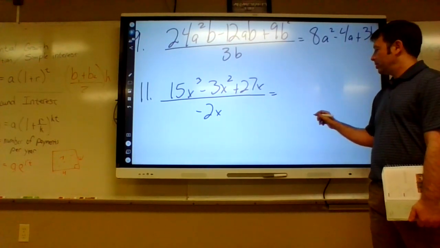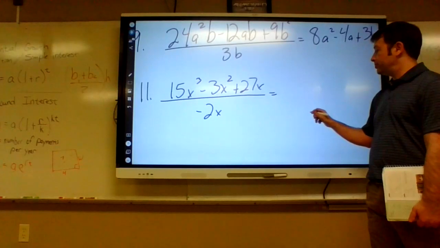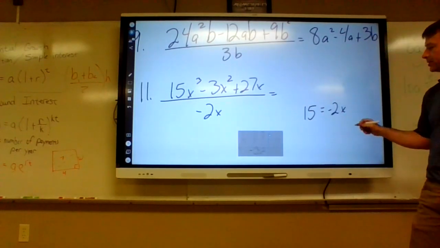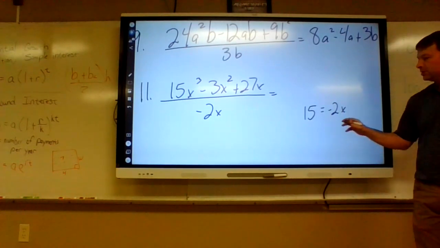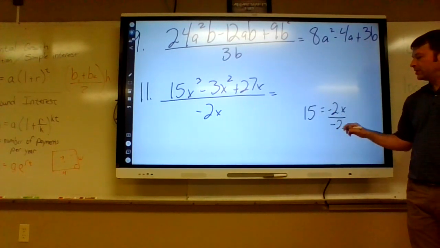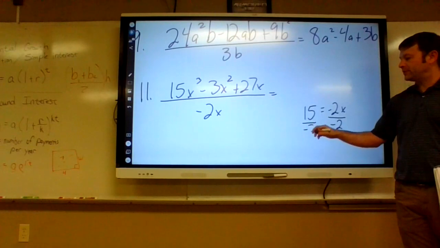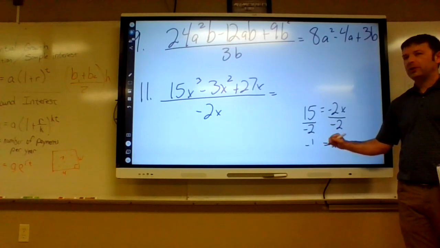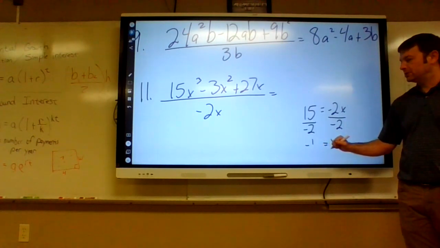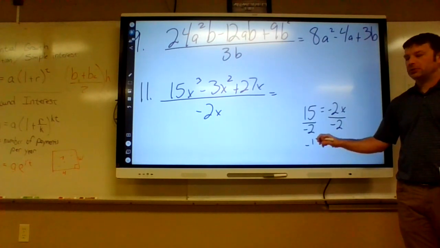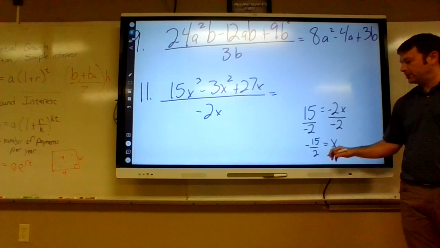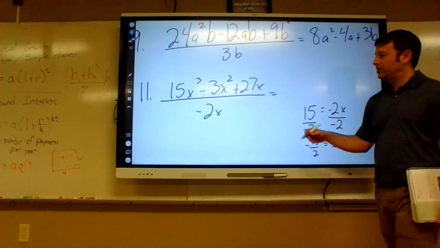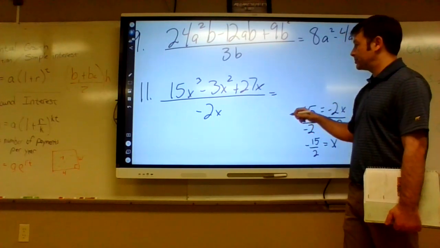Well, what do we usually do when we have like 15 equals negative 2x? What do we usually do in this situation? Divide. We go like that, right? And then what do we put for the answer? We usually put negative 15 over 2, right? It is negative 7.5, but we usually just leave it as an improper fraction.